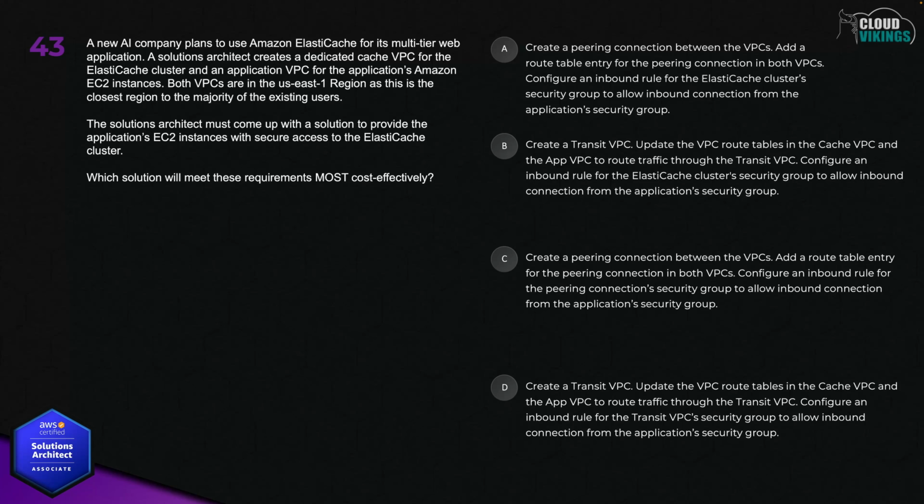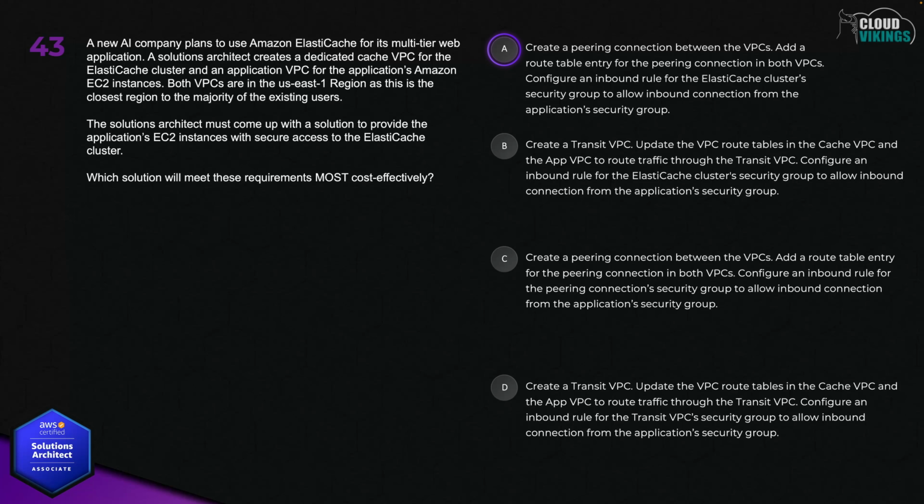D. Create a transit VPC. Update the VPC route tables in the cache VPC and app VPC to route traffic through the transit VPC. Configure an inbound rule for the transit VPC security group to allow inbound connection from the application security group. The most cost-effective solution here would be A.